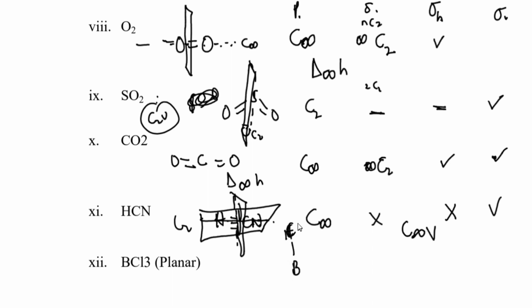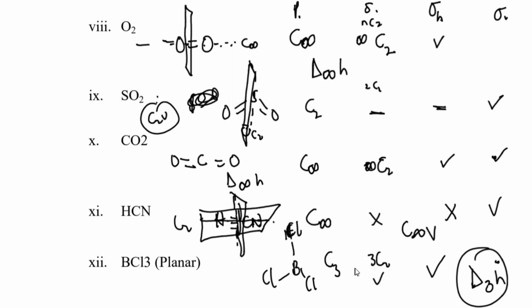And the last one we have BCl₃, sorry, Cl and Cl. So basically it's C3, right? And is there a perpendicular C2? How many C2s? We have one C2 here, another C2 here, another C2. We have 3 C2s. So this is present, sigma V. So that's basically sigma H rather. So sigma H is also present. And let's see the last one. We don't have to check for it. So we have this to be D3H, right?